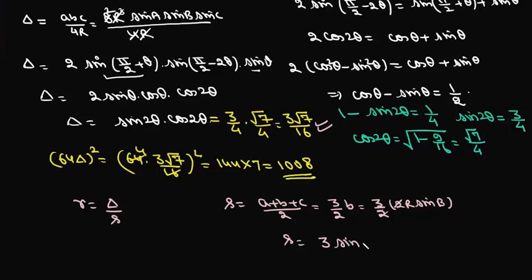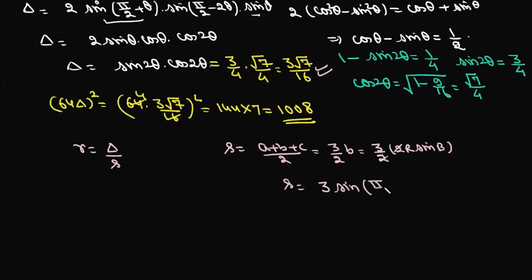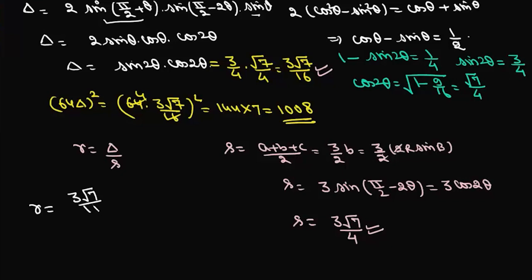So it will be 3 sine B. Now what is angle B? Angle B is pi by 2 minus 2 theta. So there will be 3 sine of pi by 2 minus 2 theta, so this is 3 cos 2 theta, and cos 2 theta is root 7 by 4. So the value of s is 3 root 7 by 4. So now we have delta and we also have s. We just need to find the value of r. r is delta upon s. Now delta is 3 root 7 by 16, and s is 3 root 7 by 4. I'll cancel. So the value of r is 1 by 4 or 0.25.